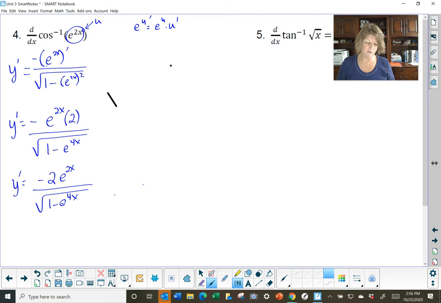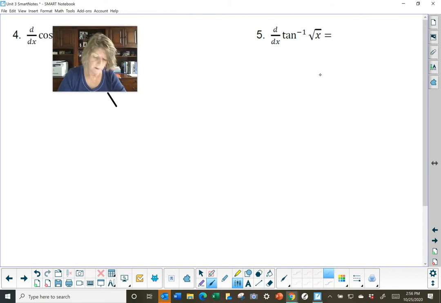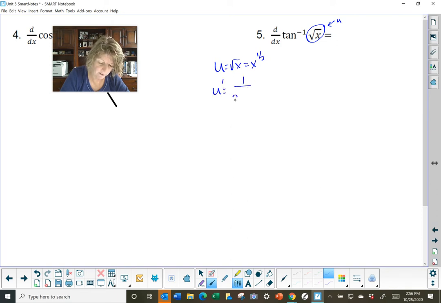Tan inverse of square root x is our next problem. So our u is that, which really is square root x, or I could think of it as x to the 1/2 power. But many of us have it memorized that it's 1 over 2 square root x. That makes it fast. And then a u squared is going to be just x, isn't it? Square root x squared will give us just x.